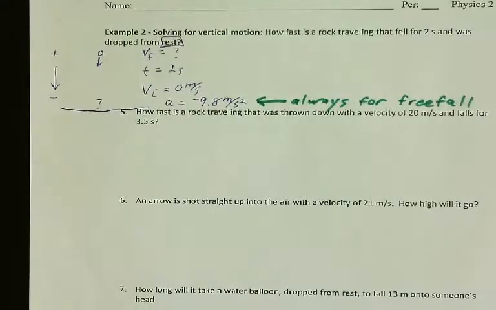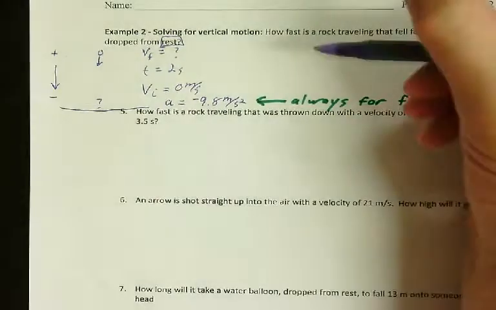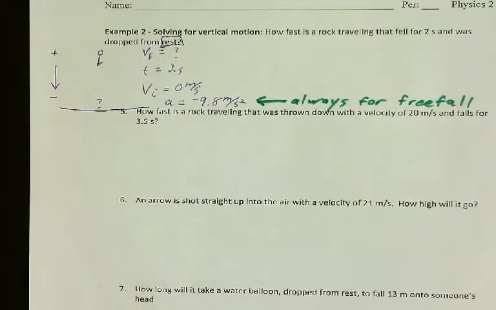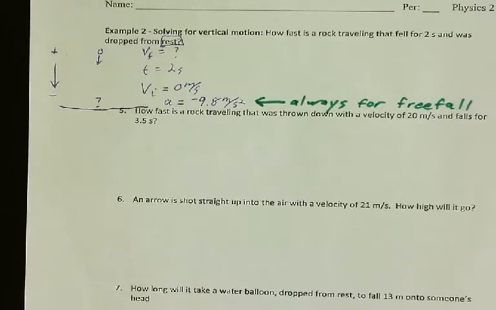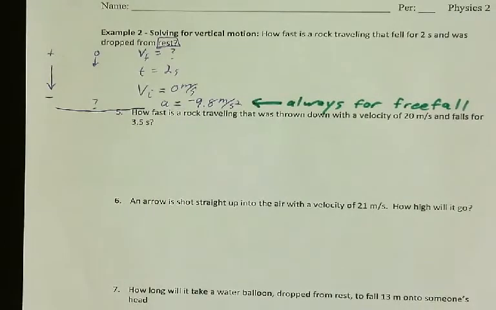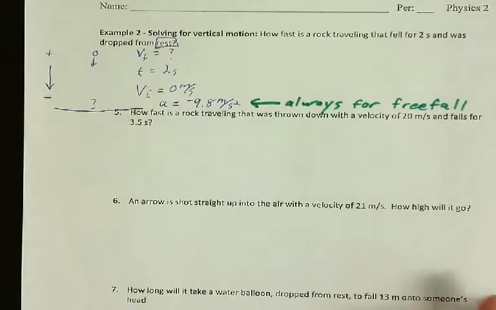Mr. B, what if I throw it up into the air? A is still negative 9.8. Even if the object's going up, A is still negative 9.8 because the change is always down. The acceleration is always down. So it doesn't matter whether it's going down or up. A is negative 9.8.